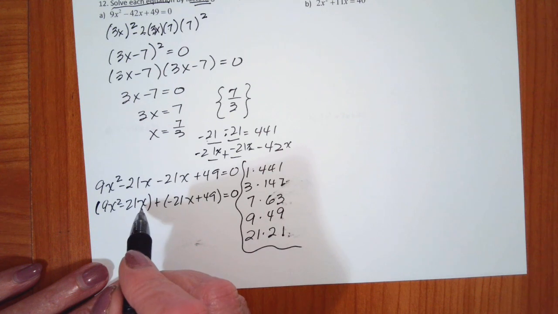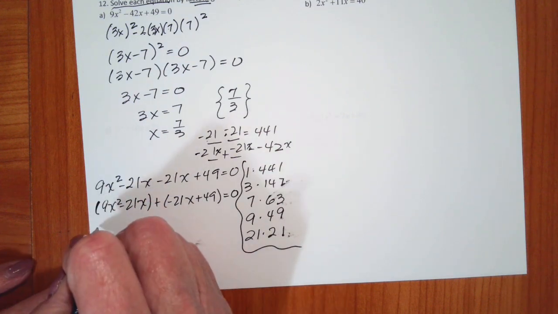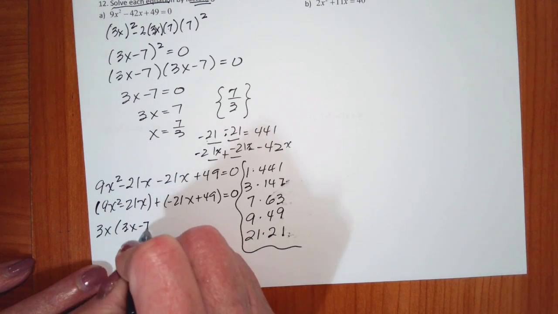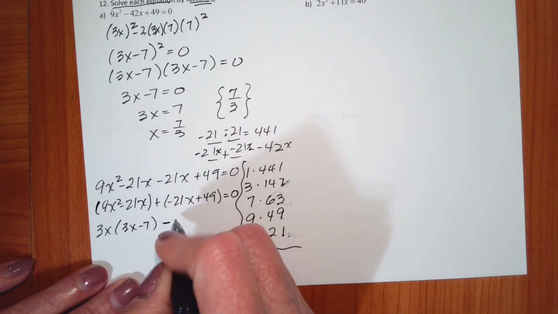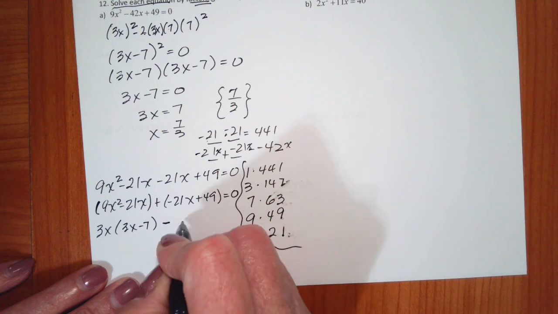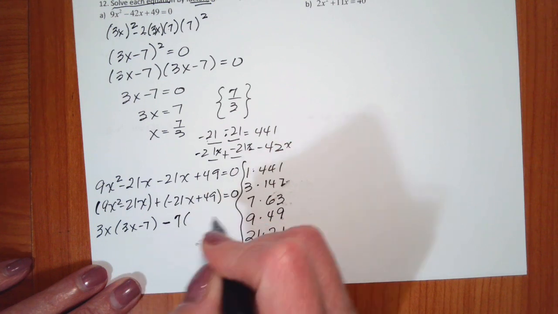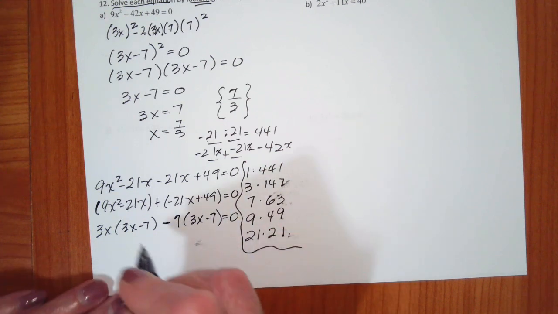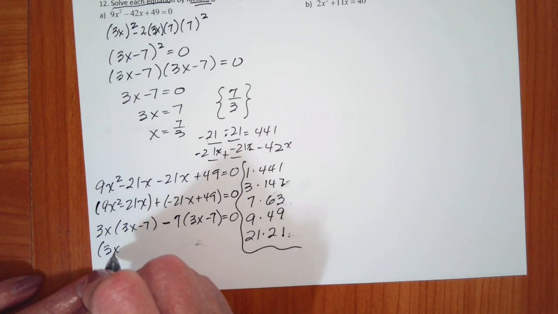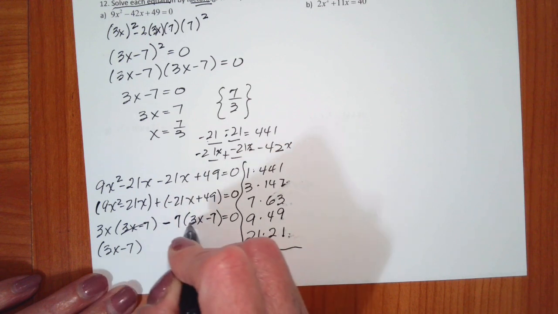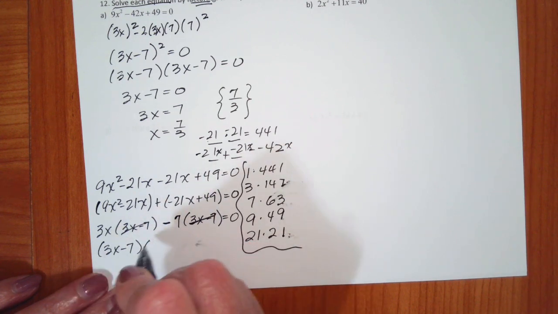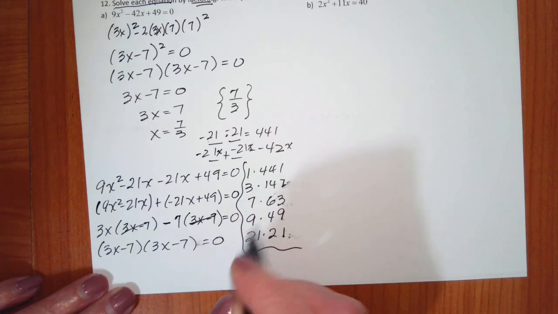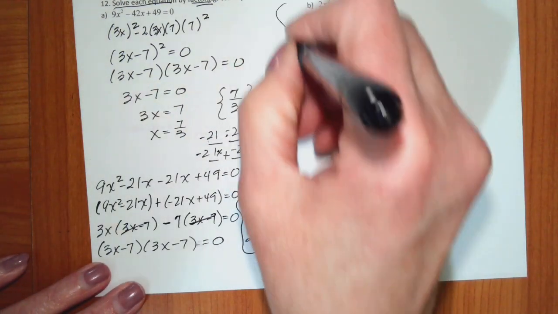The greatest common factor here is 3x. So it's 3x times 3x minus 7. I'm going to pull out a negative here. Again, the greatest common factor is 7. And that leaves me with 3x minus 7 equals 0. So I have 3x minus 7, my common factor, and when I pull that out, I'm left with 3x minus 7 is equal to 0. And I'm right back where I started.